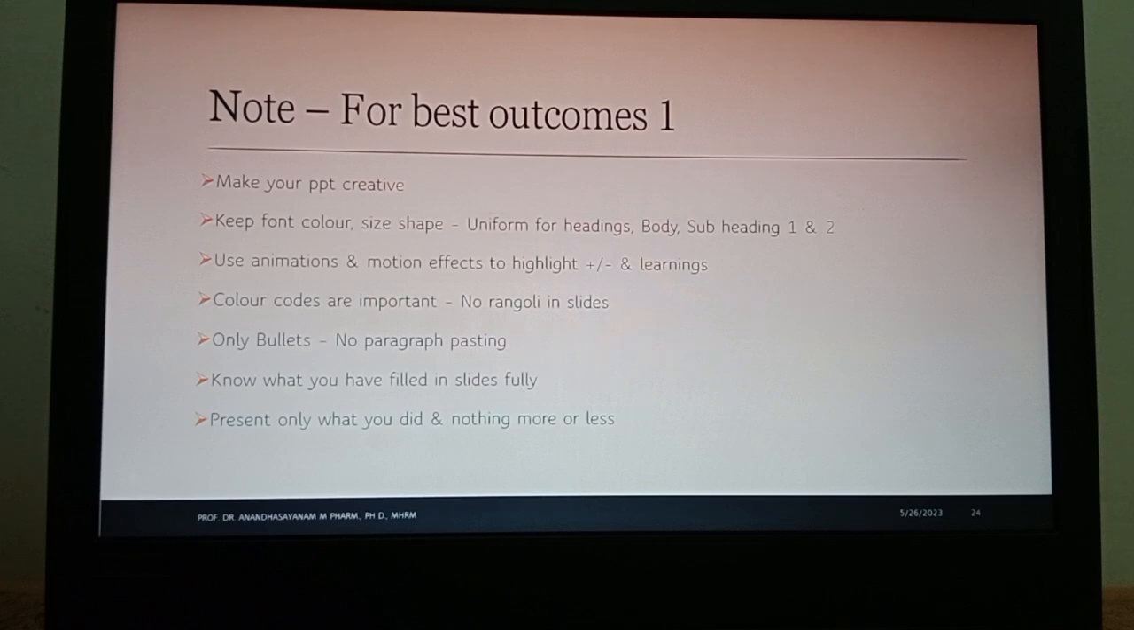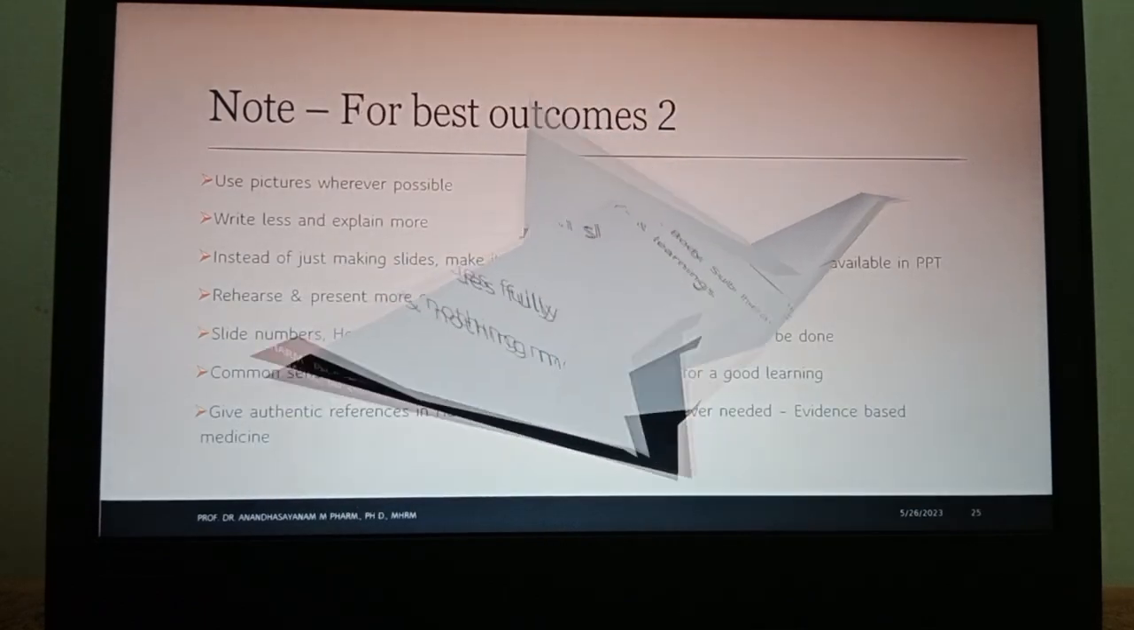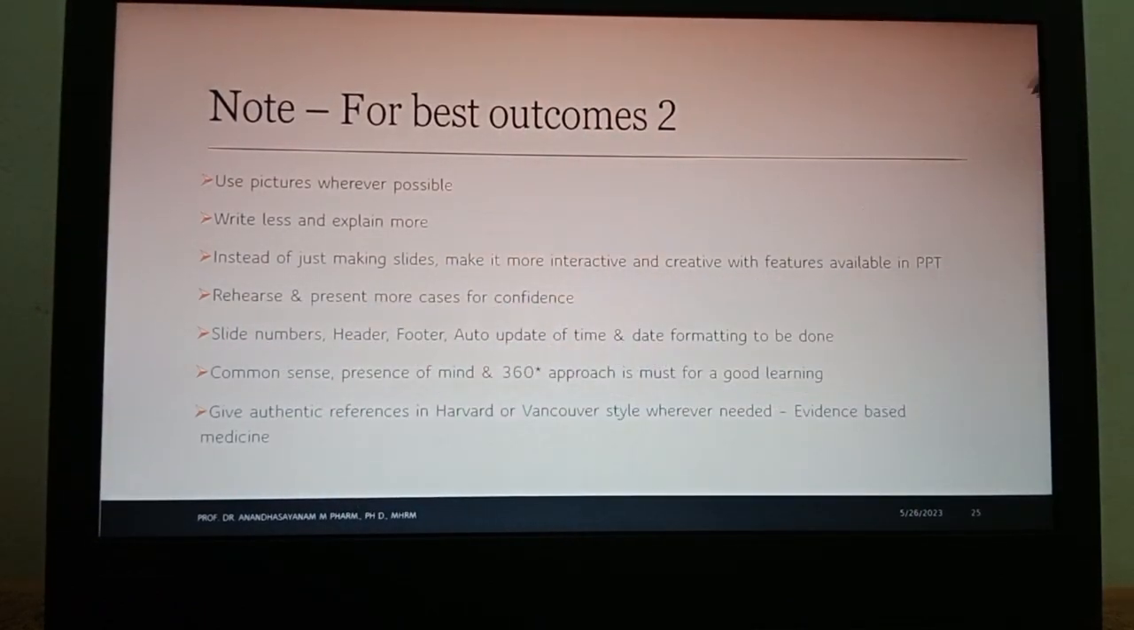Know what you have filled in the slides fully and then start presenting it. Without having confidence, don't go and present. Before presenting it, rehearse it, and for that you will have to present more and more presentations. Present only what you did and nothing more or less, and don't copy it from others. Use pictures wherever possible. Write less and explain more.